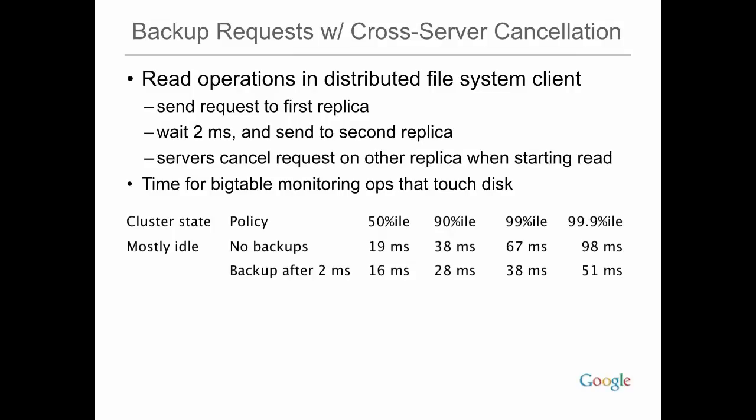Okay, so if we take a mostly idle cluster and we use the original policy of no backups, we just send the request to one place and wait, then that's the latency distribution we get. But if we send the backup after 2 milliseconds, you see the latency tail, especially, is dragged in a lot. The 50th percentile goes down a bit, but the 99th percentile, 99.9th percentile go down quite substantially, which is nice. And this was on a mostly idle cluster, so there was pretty much nothing else happening on the cluster except for my Bigtable servers and the disk servers.